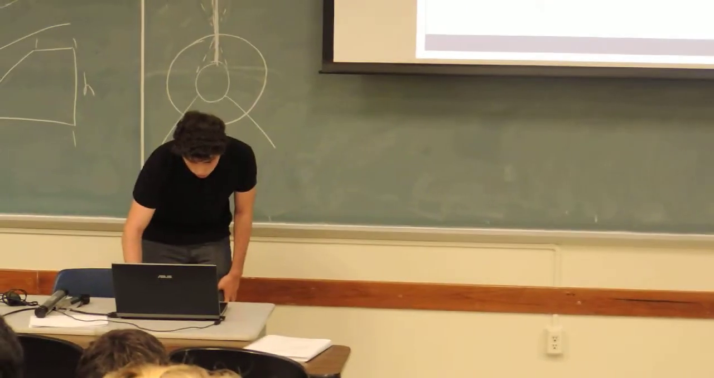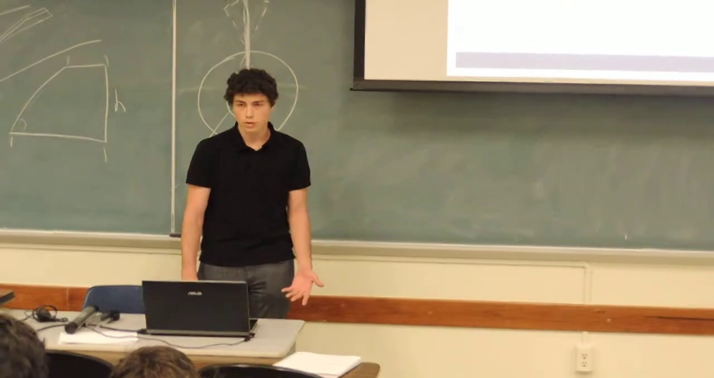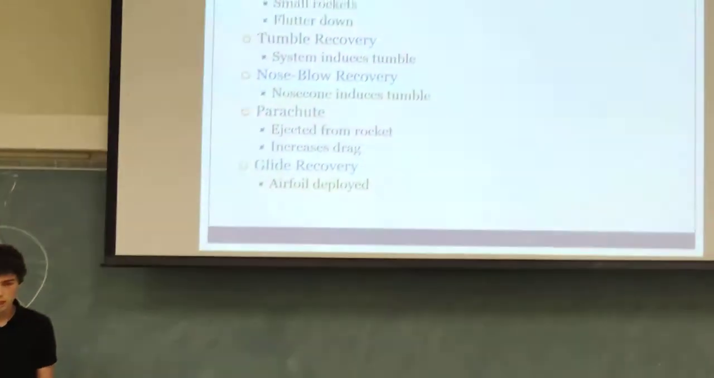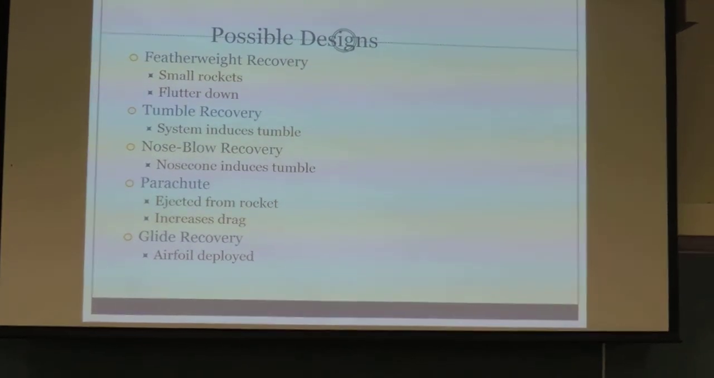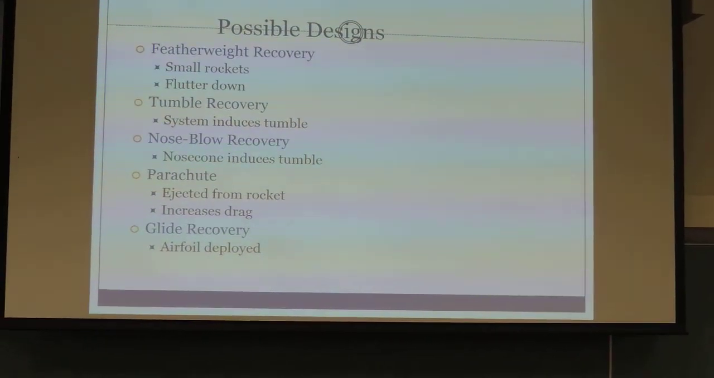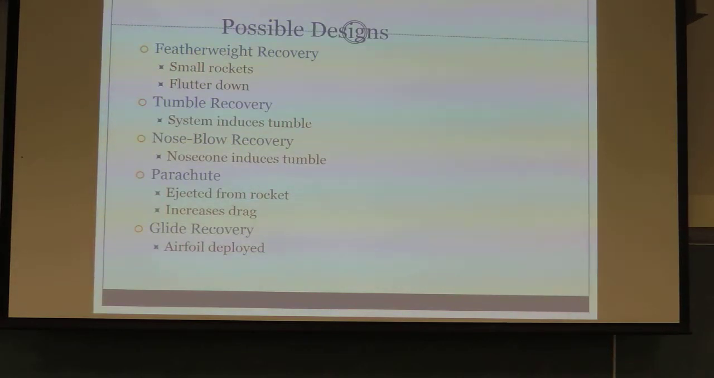Okay. Possible configurations for a recovery system. A featherweight design is basically, in a perfect world, just a very light rocket that flutters back to the ground. Obviously, that's never going to fly for us. It's more for model rockets made out of paper. The next possible system is tumble recovery, which is similar to a featherweight design, except you're actually inducing the roll. You have some sort of system that deploys and causes the rocket to tumble, which slows it down so that it's recoverable. It's not practical on a larger rocket. Again, that's more for smaller designs.